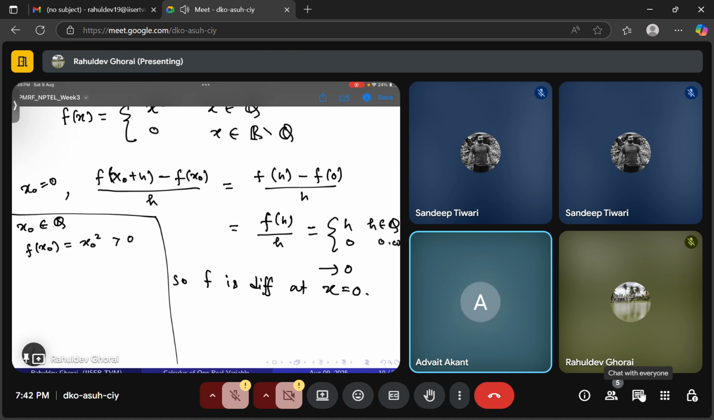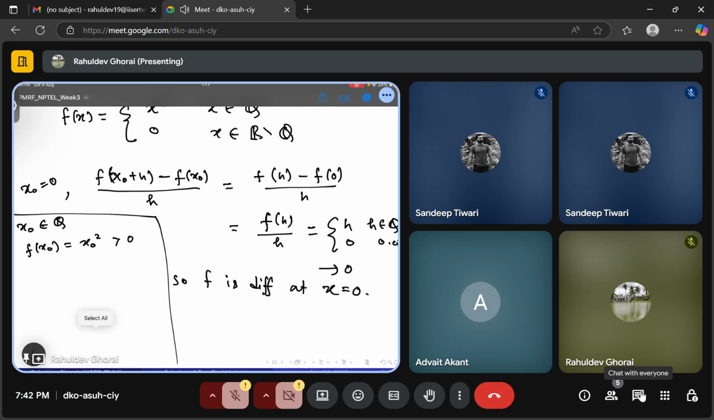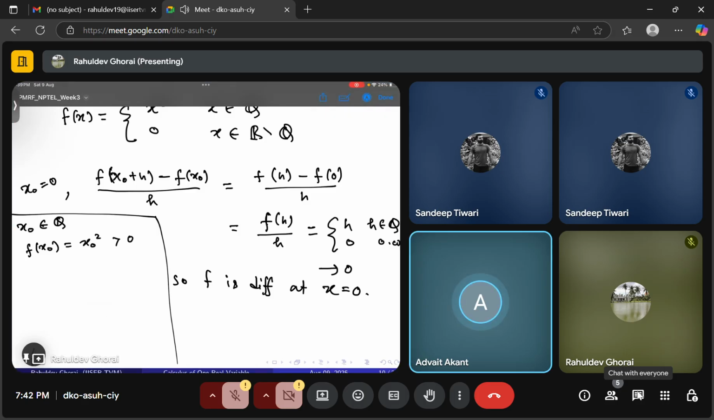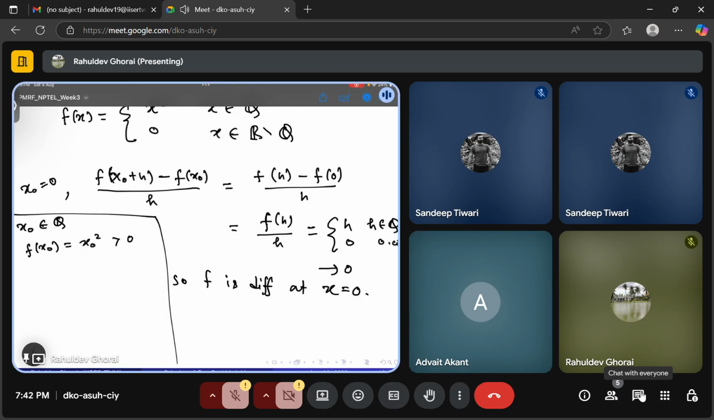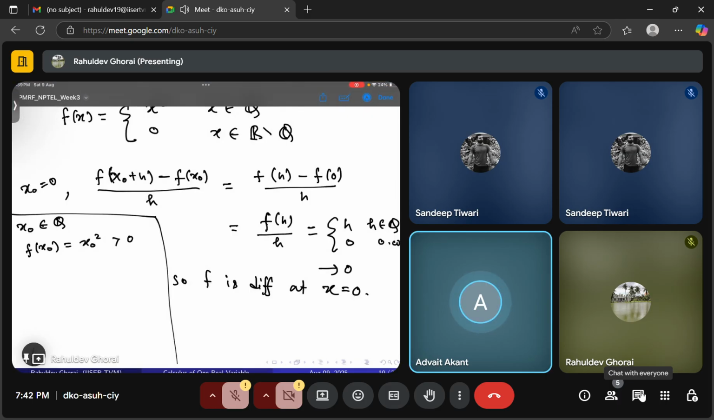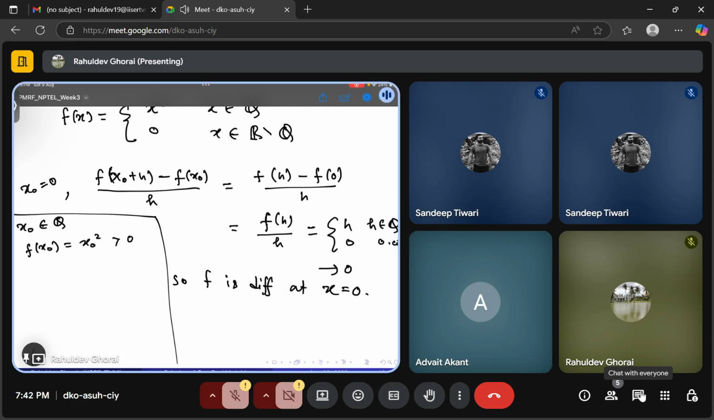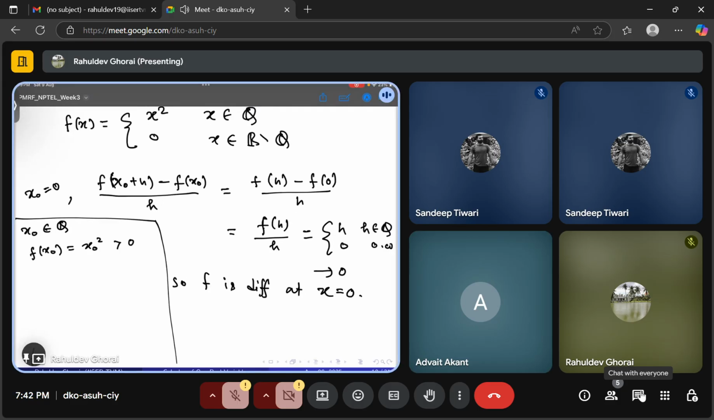But in whatever neighborhood we consider around x naught, there will be many irrational numbers. True. So at all those points, the value of the function will be 0. Yes, that is a very correct concept. So the limit won't exist. Yes, mathematically you have to write that. But can you give a specific sequence? You know the sequential criteria?